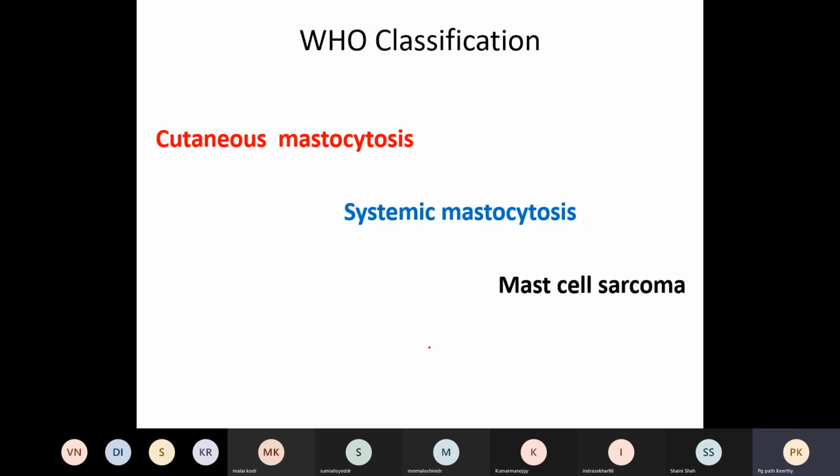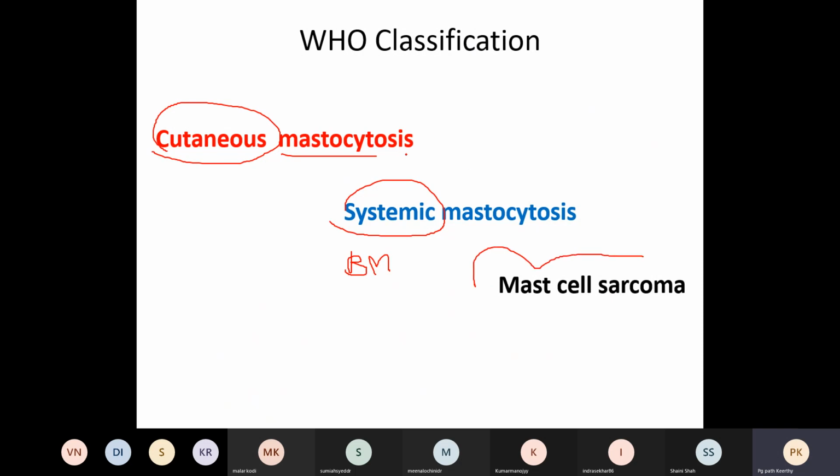How does the WHO classify this mastocytosis? It is classified based on the system involved. If these mast cells, the ones with this mutation that we just read about, are infiltrating your skin, then we call it cutaneous mastocytosis. If they are involving the system, most commonly the bone marrow, and also GIT and other organs, we call it systemic. What is mast cell sarcoma? When this fellow becomes very bad and aggressive, we call it mast cell sarcoma.